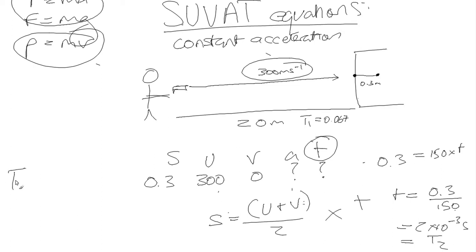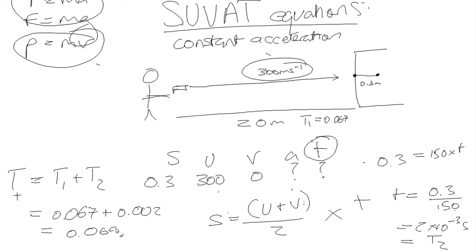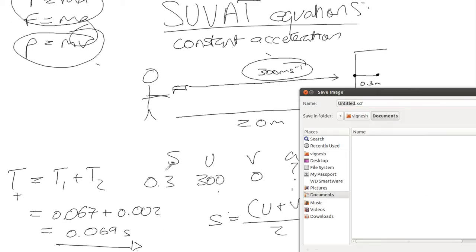And total time T is just equal to T1 plus T2, which is 0.067 plus 0.002, which gives us 0.069 seconds. And that's our answer. And that's how you use Suvat equations in that sense.